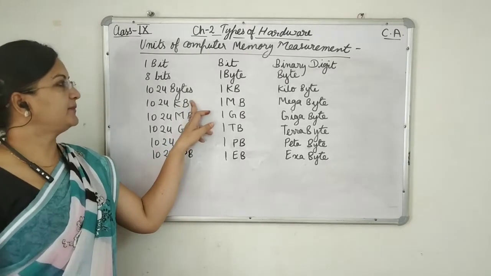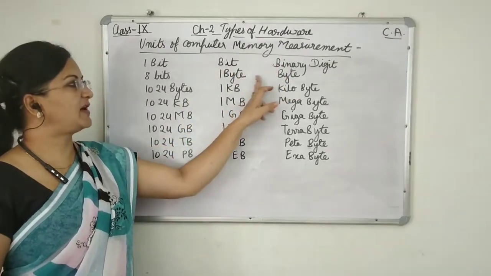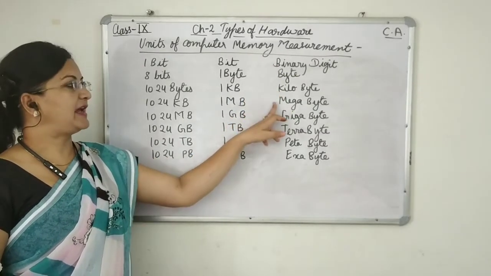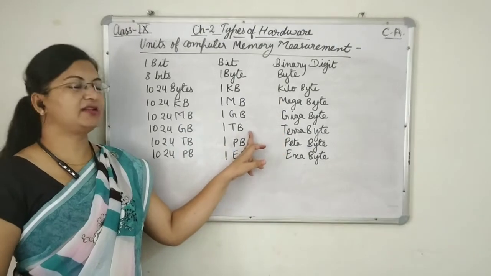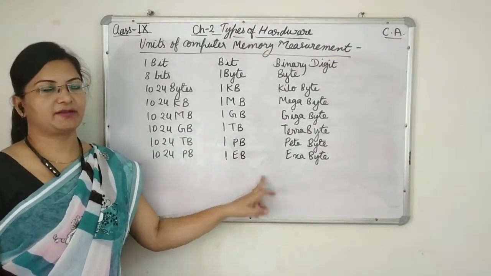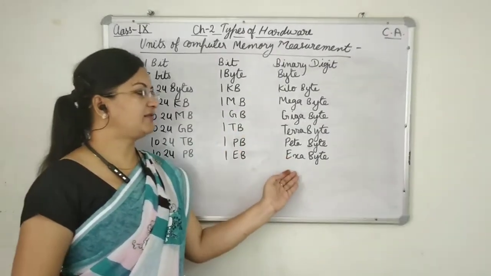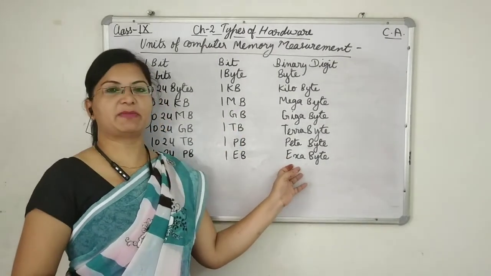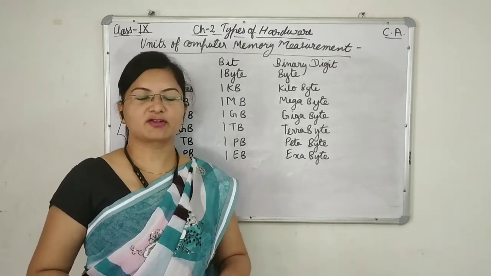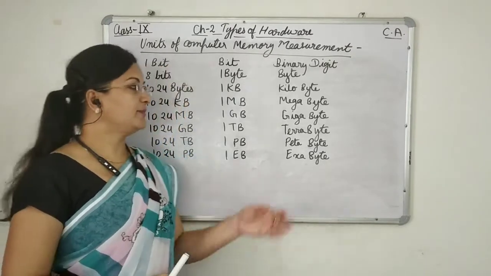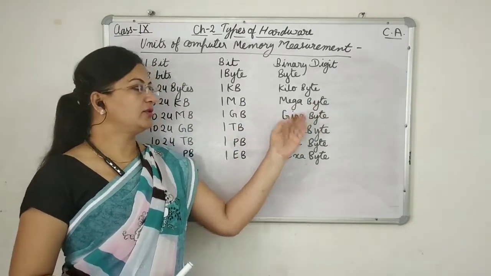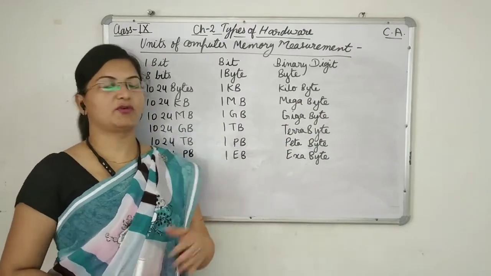Here bit means binary digit, byte means byte only. Then KB, kilobyte. MB, megabyte. GB, gigabyte. TB, terabyte. Then PB, petabyte, and EB, exabyte. So these are various measurements in which memory is available. You might have heard about hard disks also, 1 TB hard disk. Then a pen drive stores data in MBs. So you can see the measurement, how it stores data.